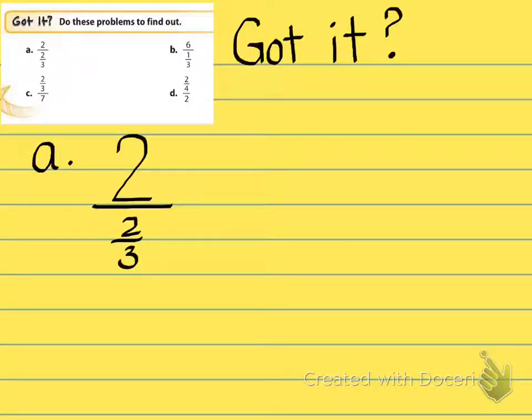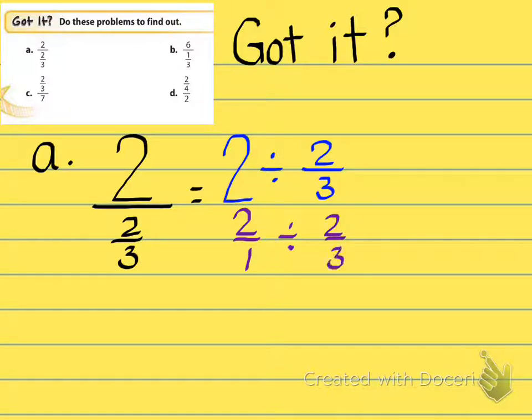All right, so now let's go ahead and you want to pause your video so that you can do the got it, the A through D. So go ahead and try that now. All right, awesome. Let's go ahead and go over A. As you can see here, I've written it in the division format where it's 2 divided by 2/3. Then we're going to go ahead and change that to 2 over 1 divided by 2/3.